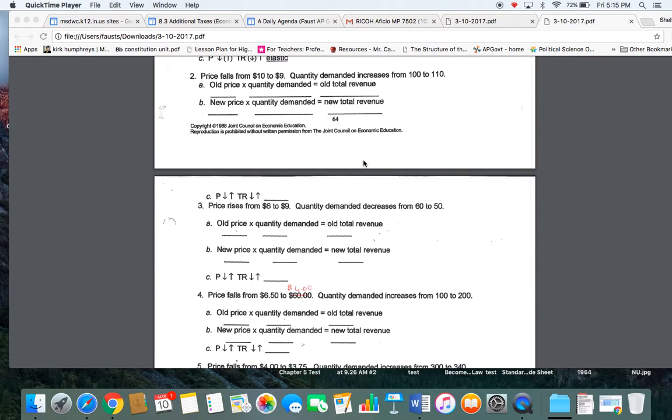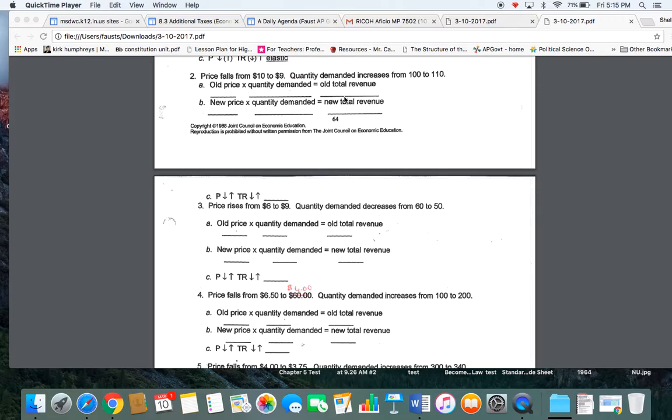I'm not going to write it down. I will walk you through the steps though. So take a few moments to write this down. So we have an old price of 10, so you're going to put that price there. And at 10, our quantity demanded is 100, so we're going to put that there. And then we're going to multiply price times quantity. 10 times 100 is 1,000.